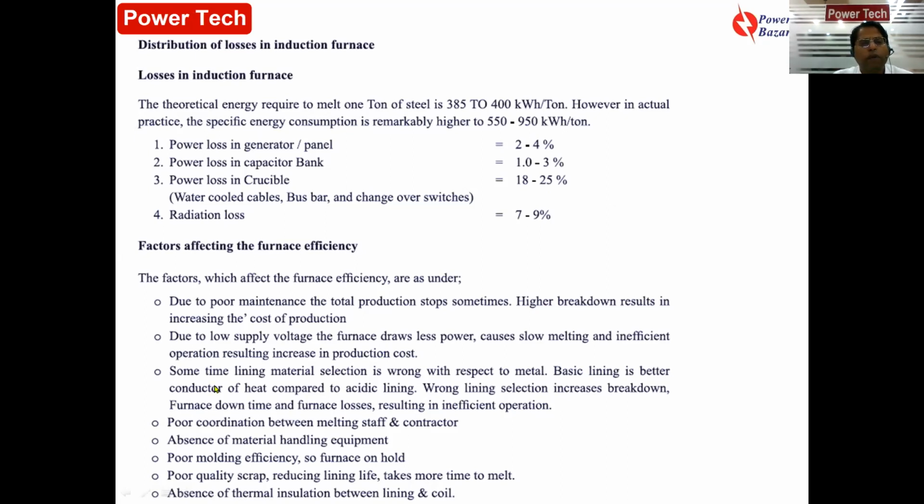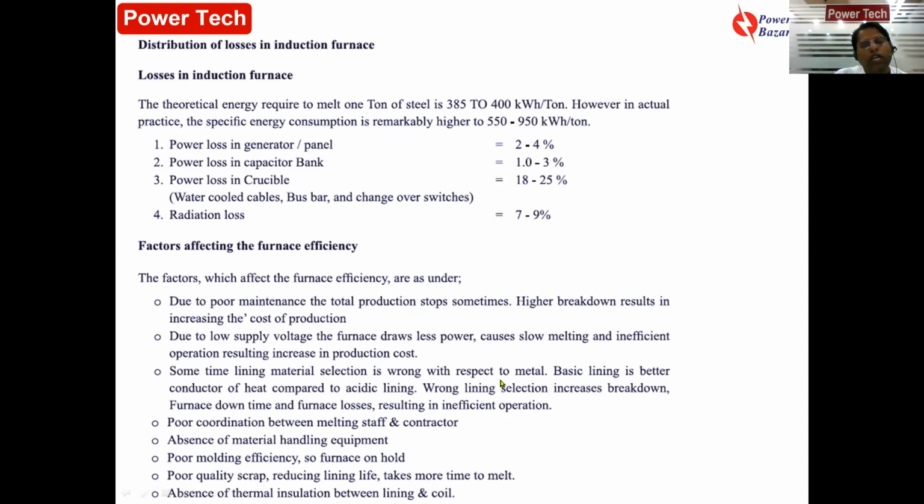Now, sometimes what will happen if your lining is not correct? Lining is basically refractory material. We need it because a furnace is basically an iron crucible. So we need to put some refractories so that at 1650 degrees Celsius, the molten metal does not come out of the holder or the crucible.